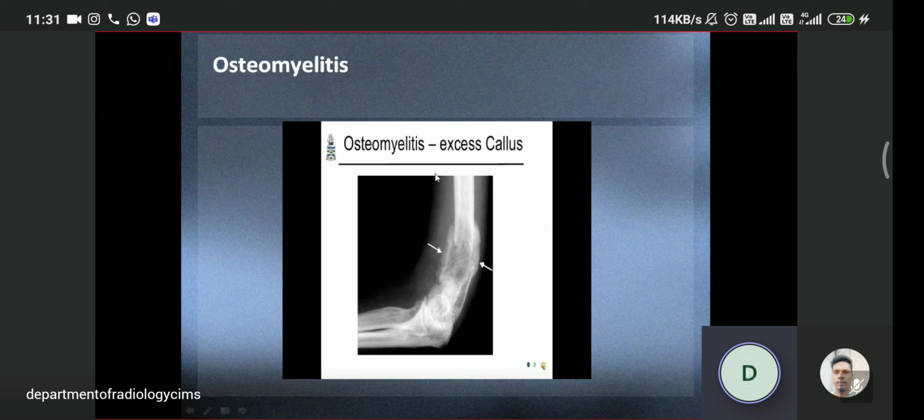Let's see the image of osteomyelitis. Irregularity of the bone, very hazy bone, very dirty bone is there. Irregular formation. Can you see this small pit? It is the sinus opening.